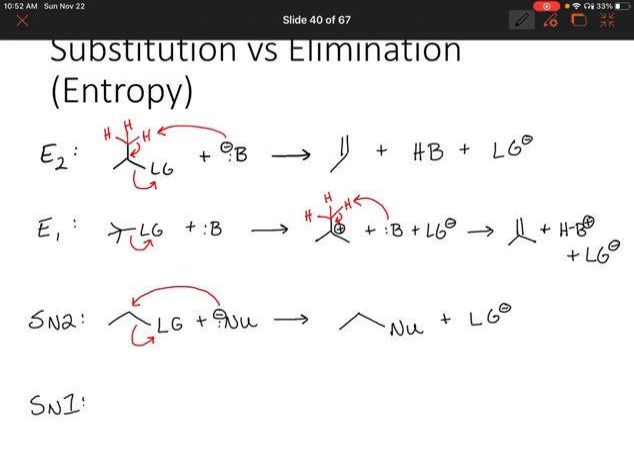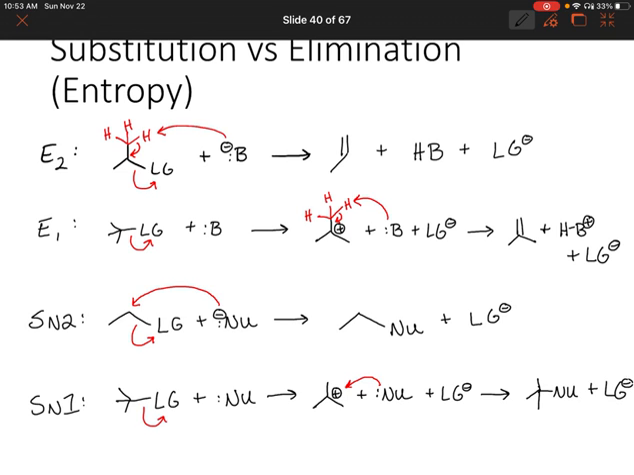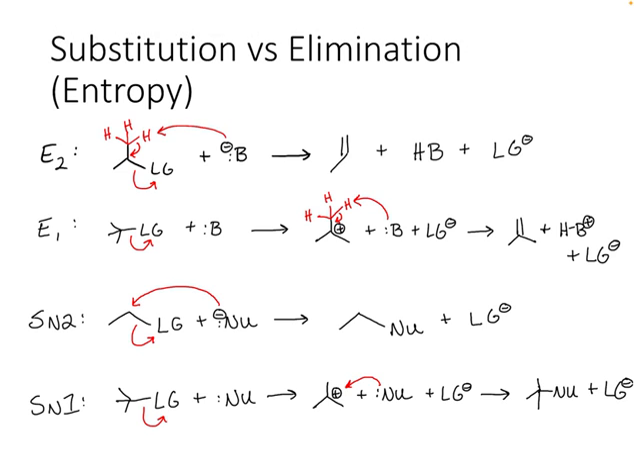And then for an SN1 reaction, we have a weak nucleophile because the leaving group leaves first. So the nucleophile doesn't really matter. And then we form a carbocation intermediate. And the nucleophile will then attach to the positively charged carbon. And we end up with our two products.